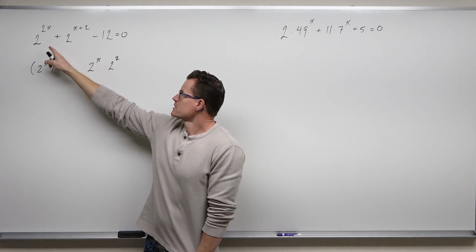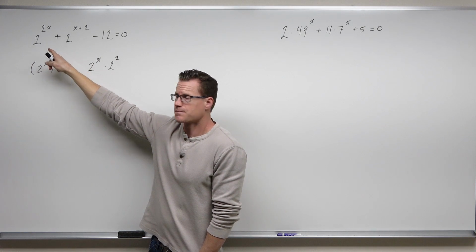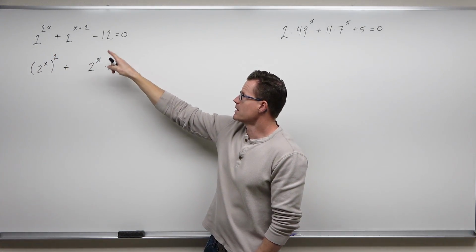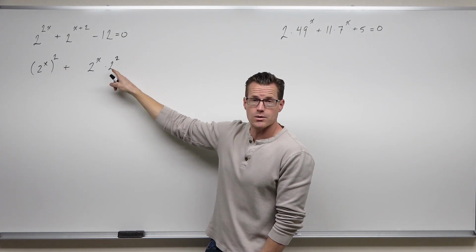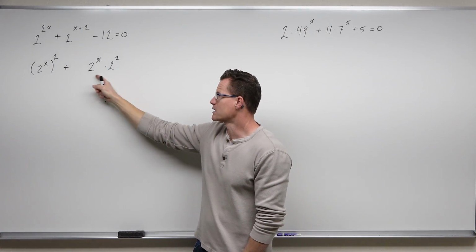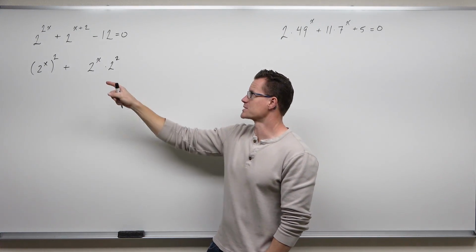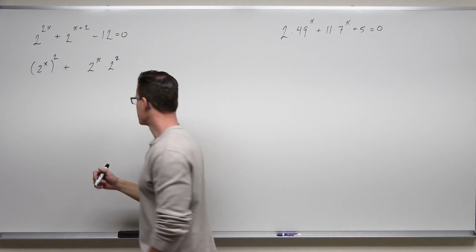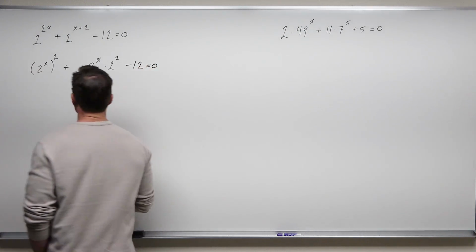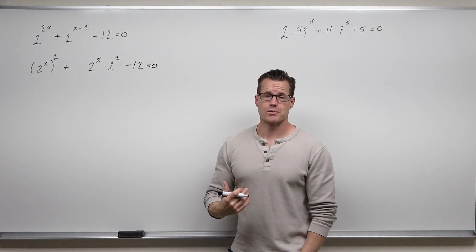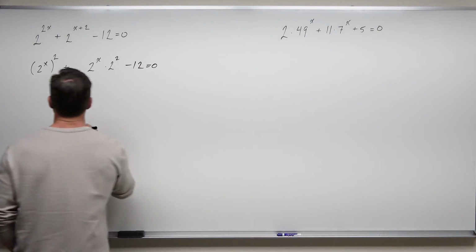So 2 to the 2x came from x times 2. X times 2 is 2x. 2 to the x plus 2 came from 2 to the x times 2 to the second. Notice how if I were to combine those, I would get common base. I would get 2 to the x plus 2. I would add those exponents. That's where that came from. And then minus 12. So we've pretty much accomplished what we set out to do. If we simplify that just a little bit, that's just 4.